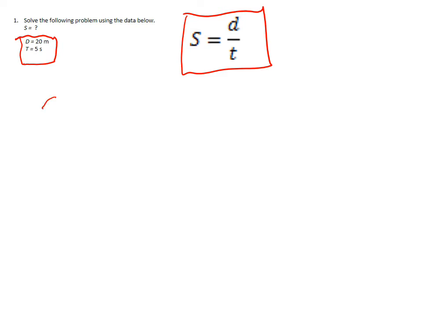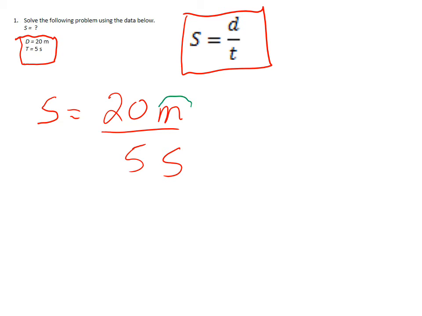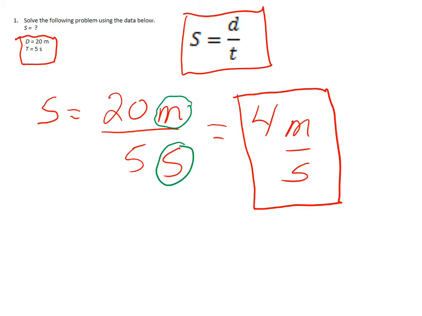So basically all you're going to do on this one is just plug in the information. Speed is equal to 20 meters divided by the time of 5 seconds. Notice that for each one of my values here, I've included the units. And I expect to see the units with every number that you do. And then simple math here is 20 divided by 5 is 4. And my units are meters per second. And what you need to have to complete this is the answer in a box.